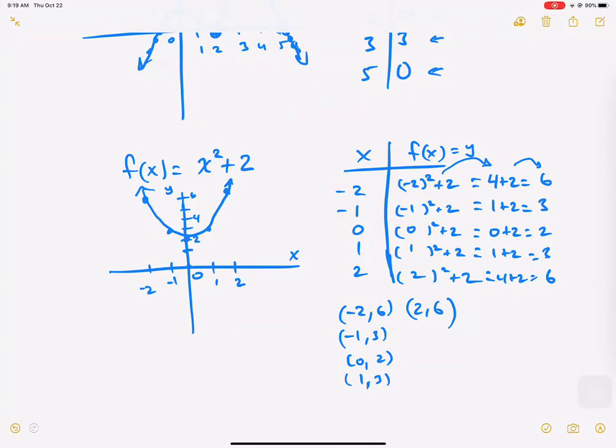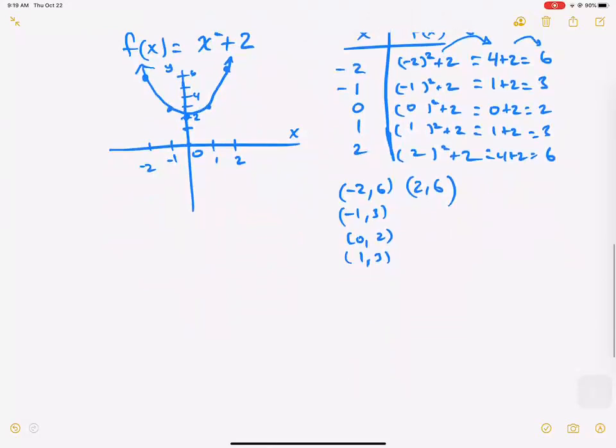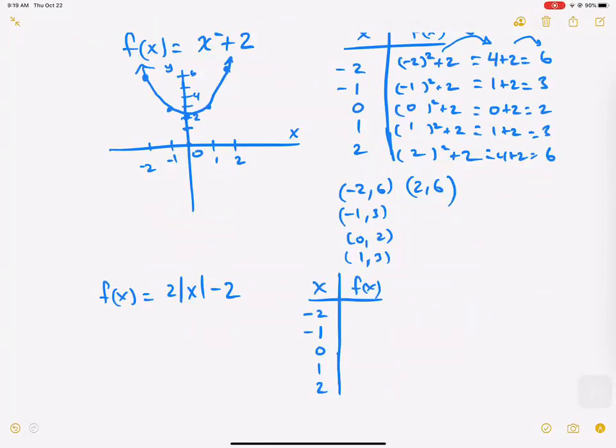So I'm going to let you guys try another problem here. This time we're going to use absolute values. So f of x is equal to, let's see, 2 times the absolute value of x minus 2. I want you guys to use the values negative 2, negative 1, 0, 1, 2. Okay, so go ahead and write down the problem. Do you see how I'm just leaving it blank? So go ahead and do that and then solve for the 5 points for me. Once you're done with the 5 points, go ahead and give me a nice simple graph.